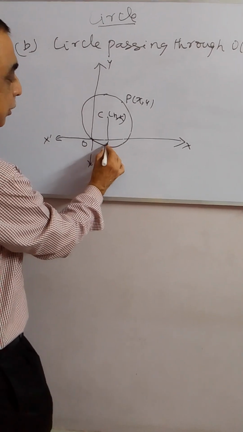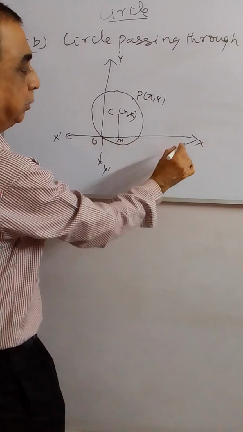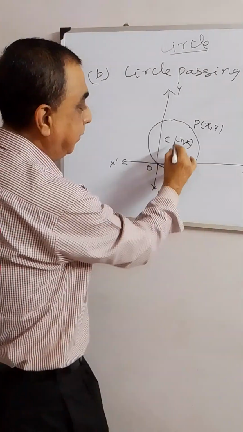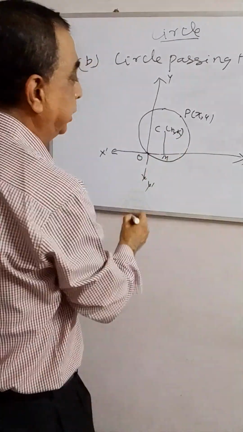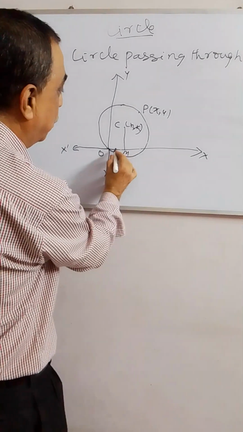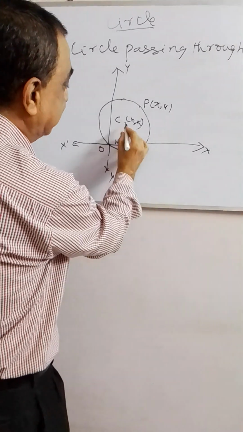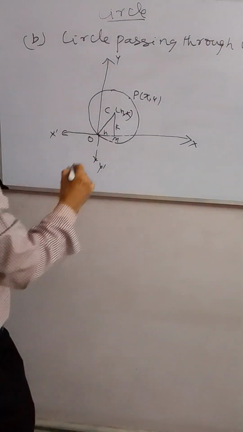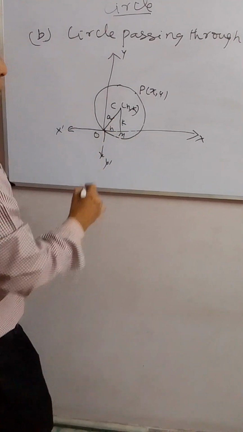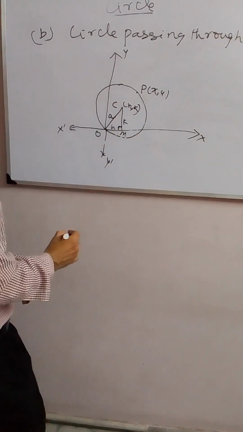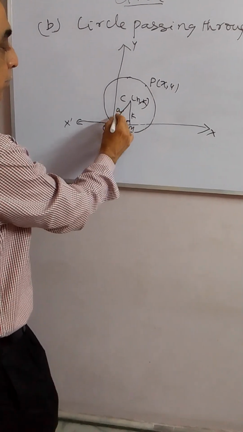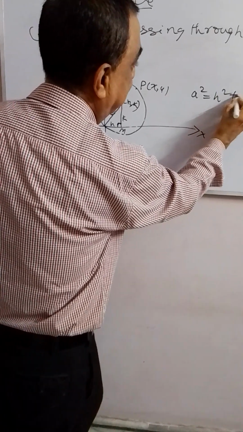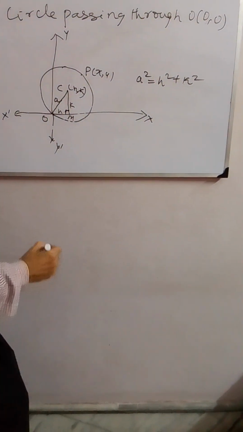So what does it mean? Suppose CM is the perpendicular from C on the x-axis. So this distance OM will be the x coordinate of C, and CM is the y coordinate of C. So OM will be h and CM will be equal to k. CO is the radius. Suppose this is a. So according to the Pythagoras theorem, a squared will be equal to h squared plus k squared.